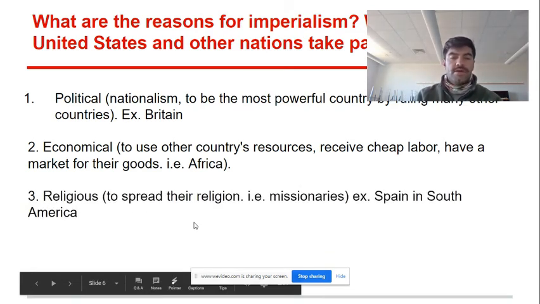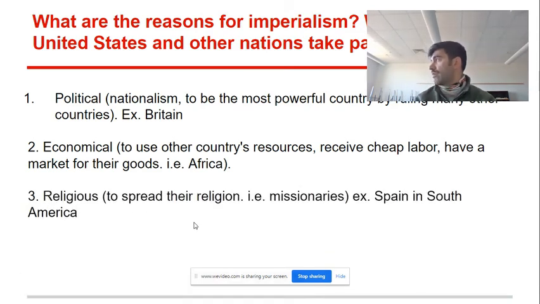And some countries are going to exert their influence over other countries to spread their religion. So if we think about Spain, they wish to spread Catholicism throughout South America because they're a Catholic nation. We think about France spreading the Catholic religion throughout Africa. Okay, so some of these countries simply want to exert their influence over other areas for the purpose of spreading their country's official religion.